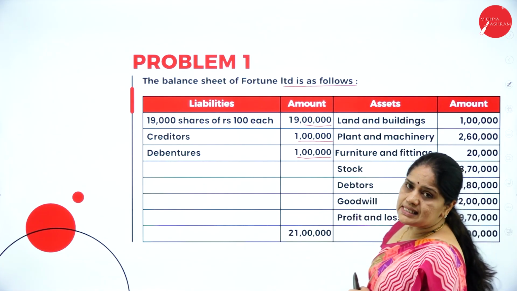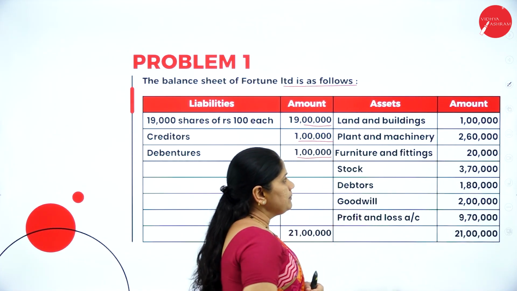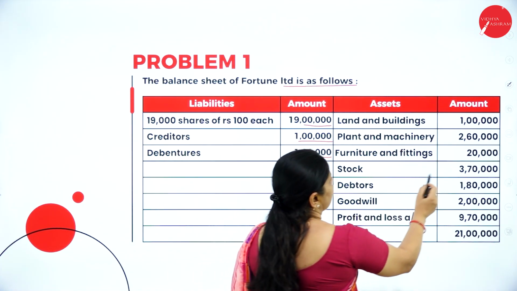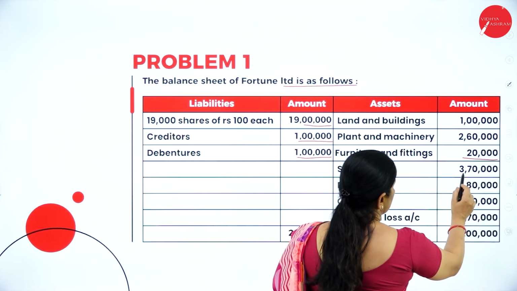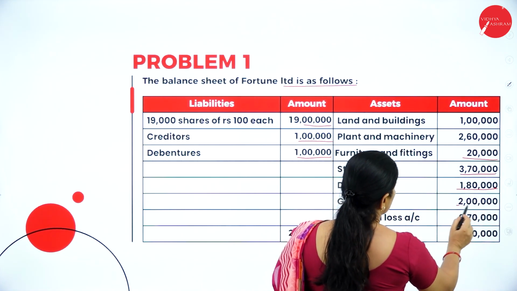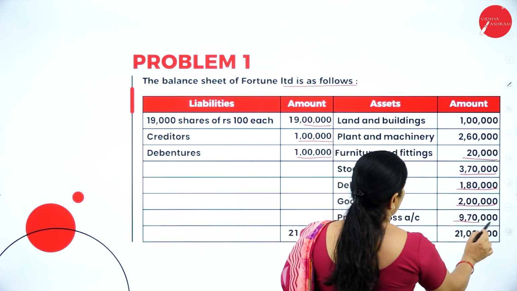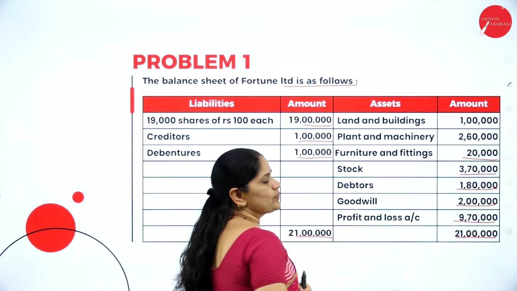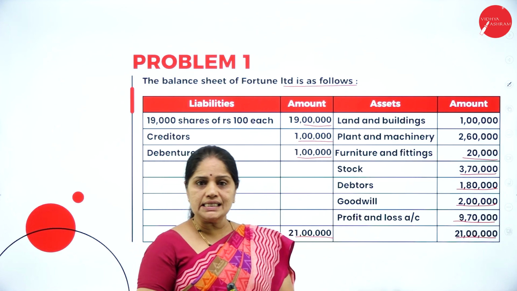Then on the asset side, we have land and buildings 1 lakh, plant and machinery 2 lakh 60, furniture and fittings 20,000, stock 3 lakh 70,000, debtors 1 lakh 80,000, goodwill 2 lakhs, profit and loss account 9 lakh 70,000. Total is 21 lakhs on both the sides.